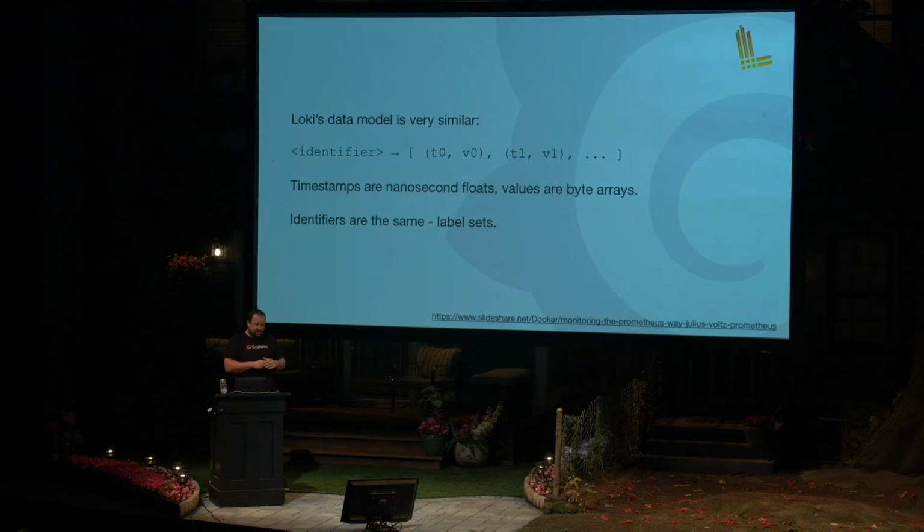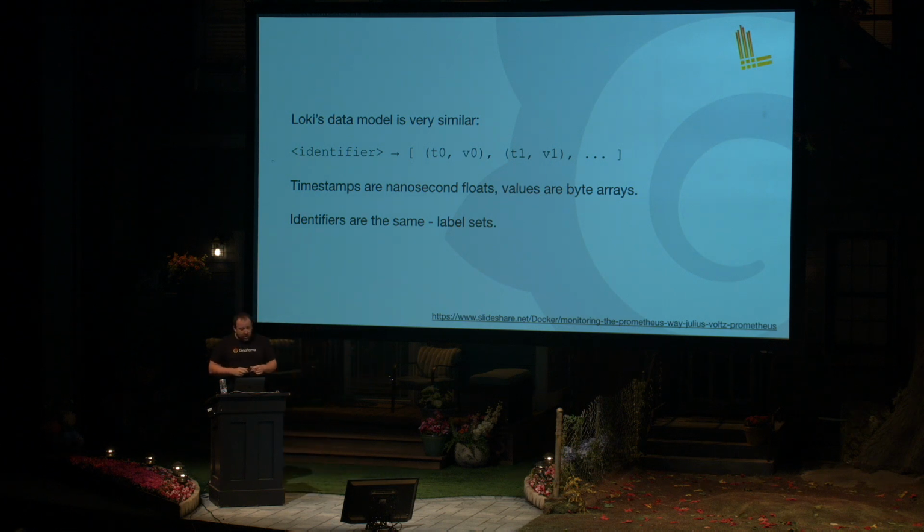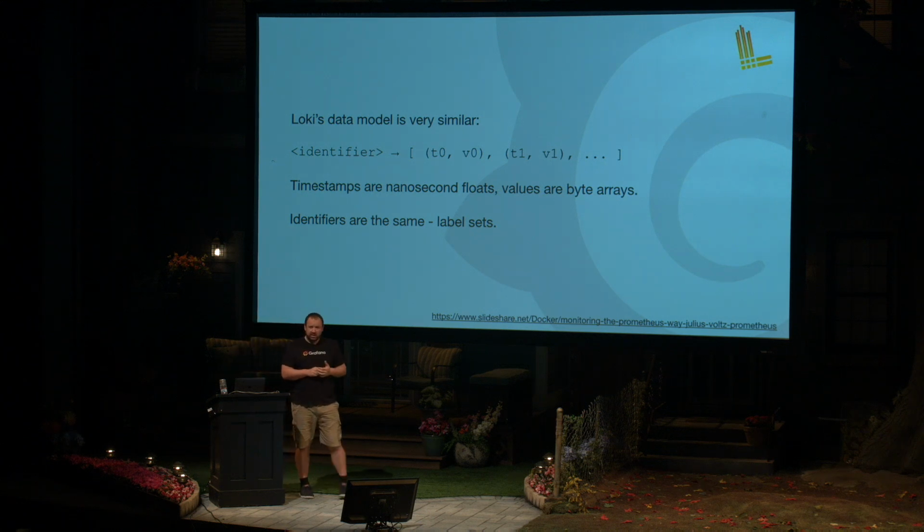So Loki's data model is very similar. We use an identifier. It's literally exactly the same identifier you get in Prometheus. And then we use time indexed, but this time instead of numbers, we use bytes. We just treat the logs as bytes. We had to make a few changes, so our timestamps are nanoseconds, because people tend to log more than once a millisecond. But our identifiers are identical.